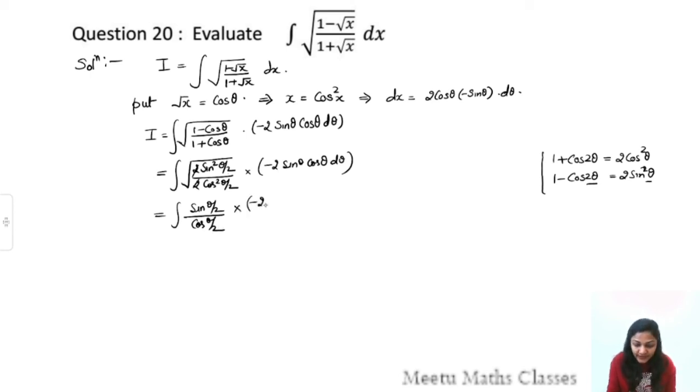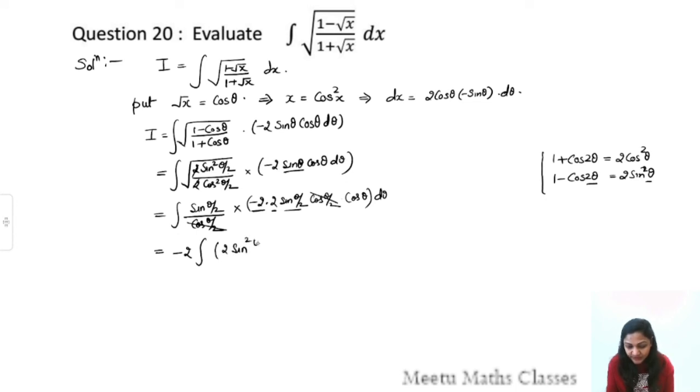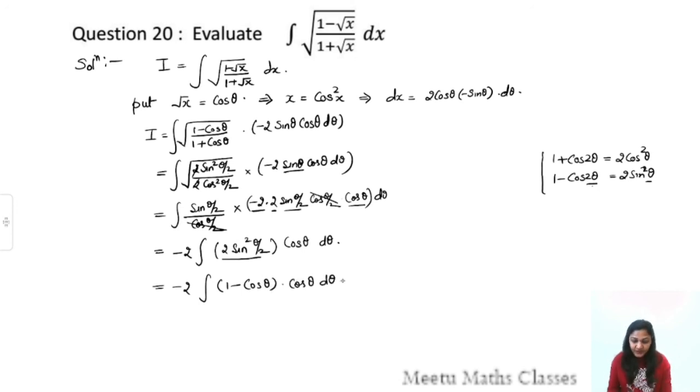Now you can do one thing, you can replace sin theta by 2 sin theta by 2 cos theta by 2. The advantage is that your cos theta by 2 will cancel, and you are left with minus 2, yes, you can take it outside. And 2 sin theta by 2 into sin theta by 2 is sin square theta by 2, into cos theta d theta. Now 2 sin square theta by 2 can be written as 1 minus cos theta. So it can be replaced by (1 minus cos theta) into cos theta d theta. So it will become minus 2 integral of (cos theta minus cos square theta) d theta.